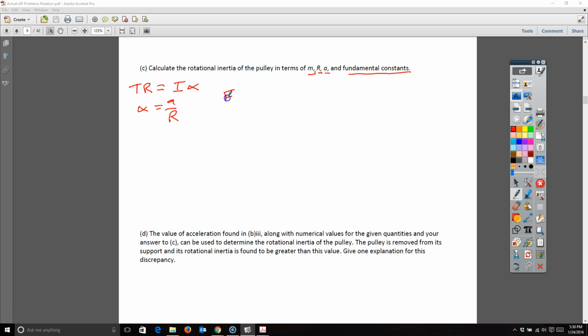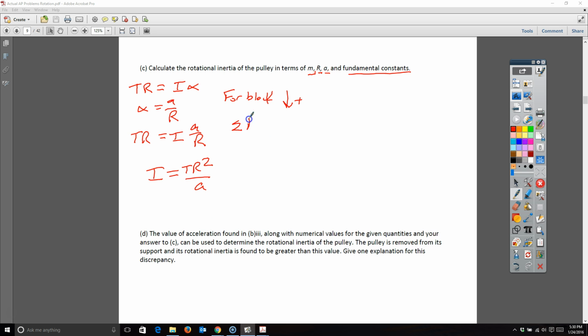And for the block that is falling, we're going to say that positive is in the down direction. So here, let's go ahead and continue this. So this is TR is equal to I times A over R. So I here is equal to TR squared all over A, our linear acceleration.